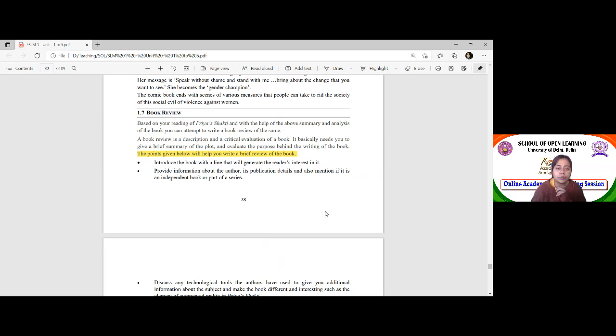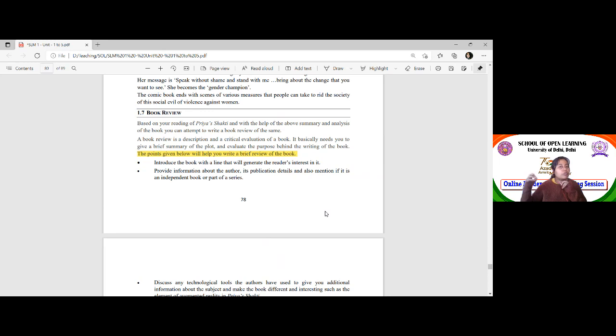Then what you are supposed to do is provide information about the author, the publishing details, and also mention if it is an independent book or part of a series. So these are now the logistical and technical information that you're supposed to provide. So you're supposed to talk about the author. Remember, you are just the reviewer, right? You are reviewing someone else's product, something someone else has made.